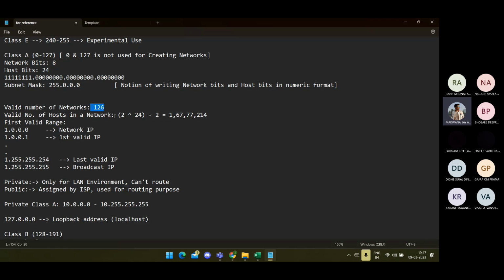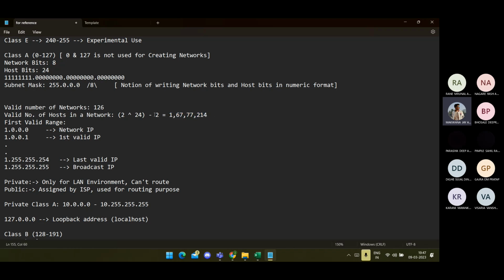For calculating the number of hosts, we should know the number of host bits. For class A, there are 24 host bits. So the simple formula is 2 raised to 24 minus 2, which will be the number of hosts this subnet can provide, that is the /8 subnet. This subnet mask can also be written as /8. So this subnet mask can provide this many hosts, that means it can provide IP addresses to this many hosts.